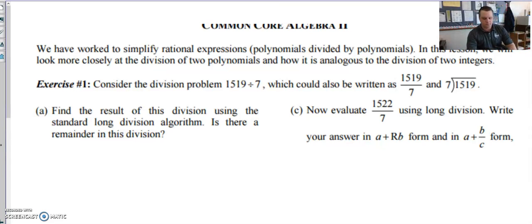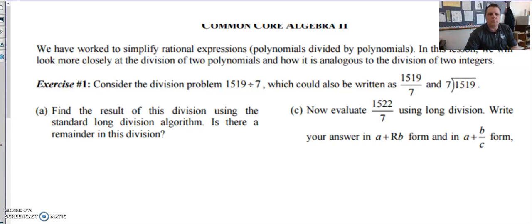Hi everyone, lesson 10 and 11. I'm going to do long division with polynomials. There are a couple of things that I will skip in the notes that we really will not need for our exam.